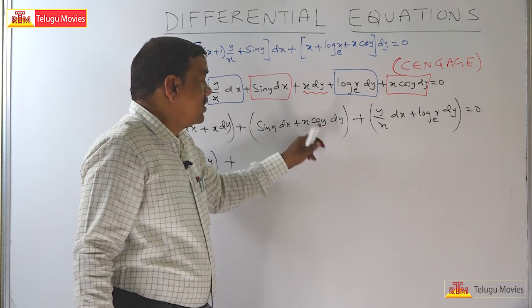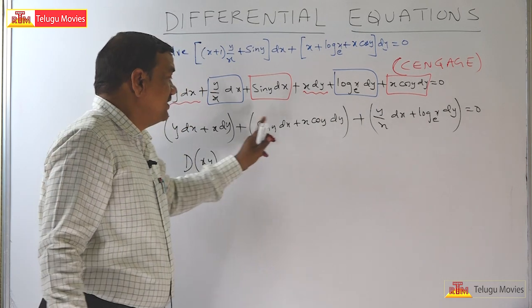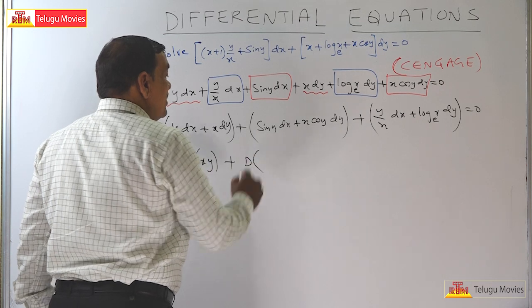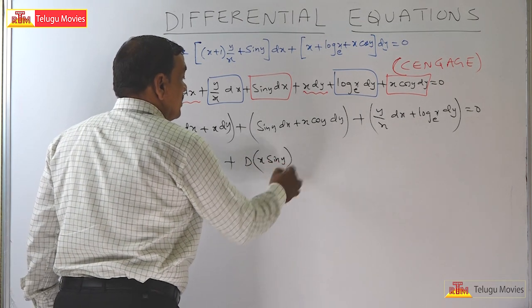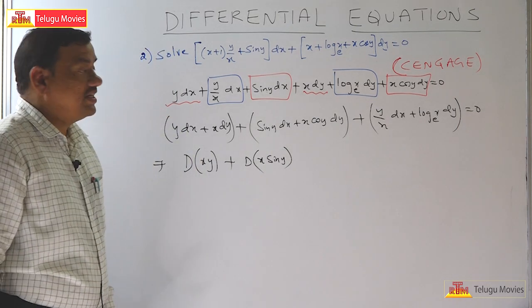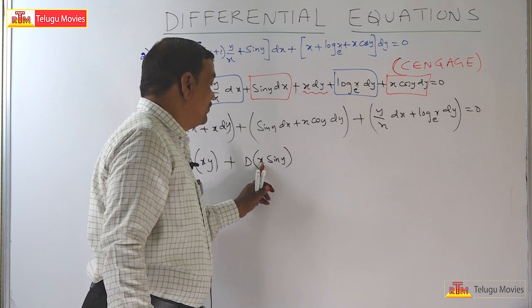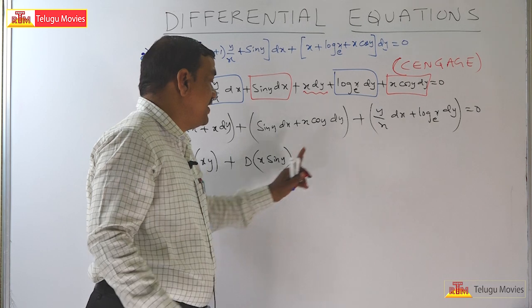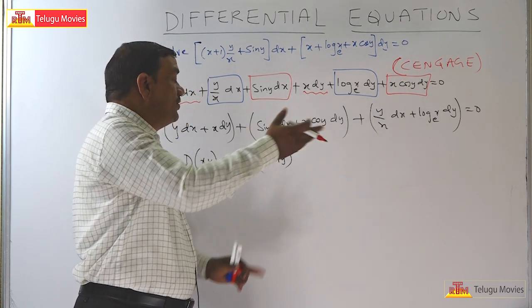Sin y, cos y is there. x is there, and the x derivative is 1. That's why can I write this as the derivative of x sin y? Let us check it. u into v: x into the sin y derivative, cos y, again the y derivative dy, plus sin y into the x derivative, 1 into dx.